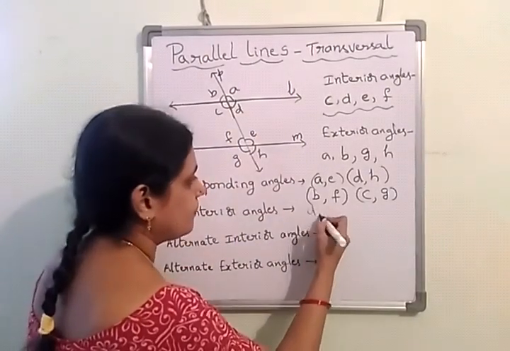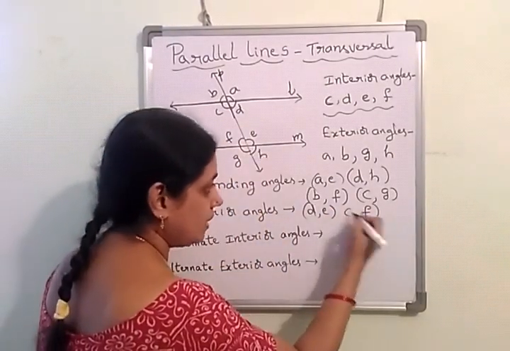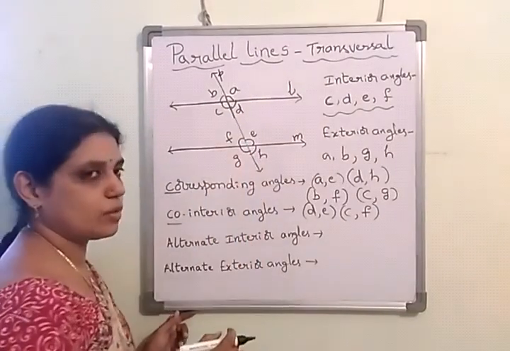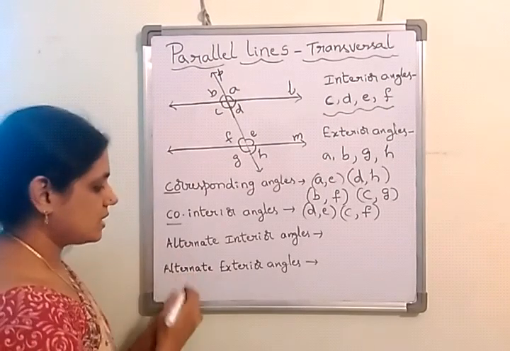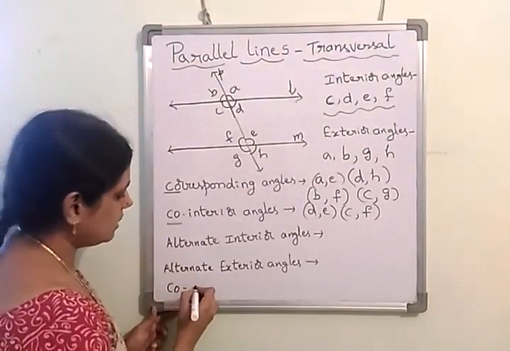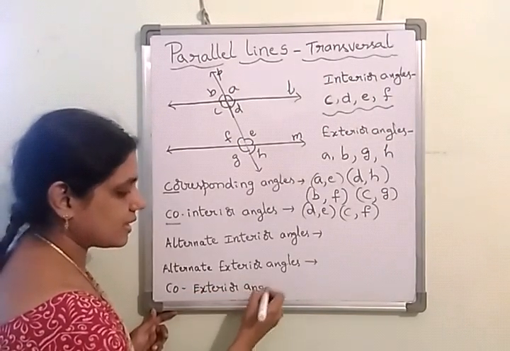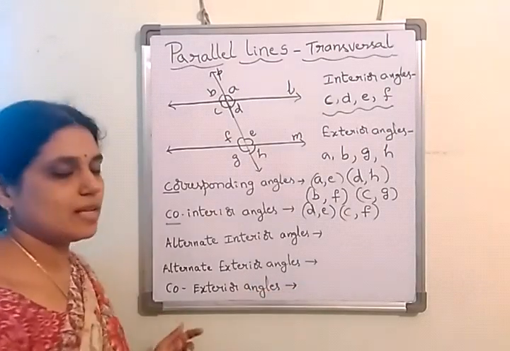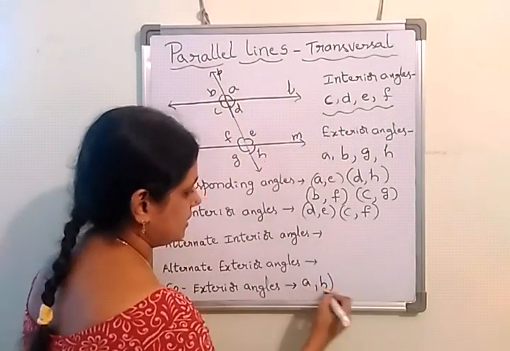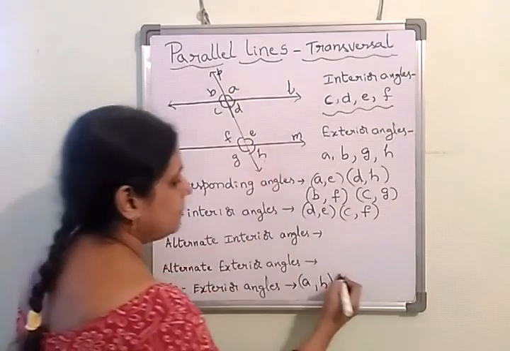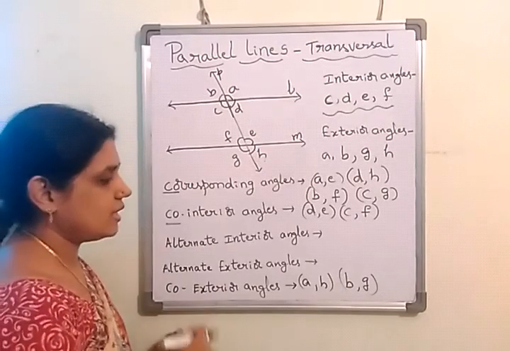So D, E is one pair. C, F, both should be interior only. Okay, C, F is one more pair. So here two pairs of co-interior angles we got. Then what are co-exterior? Co-exterior means exterior angles on the same side of the transversal. So A, H both should be exterior. A, H and B, G. Okay. These two pairs are co-exterior angles.